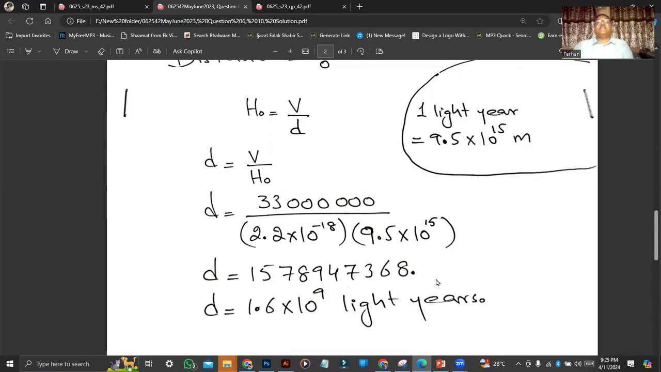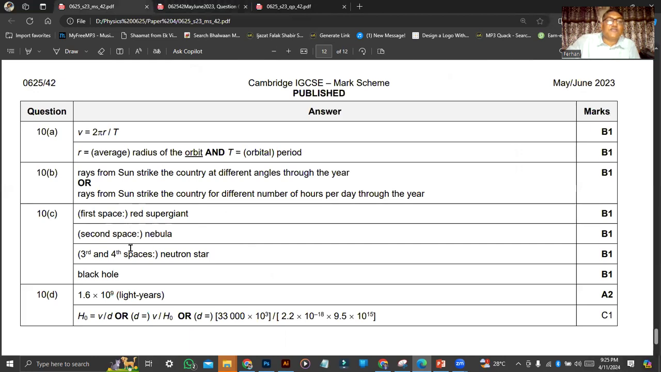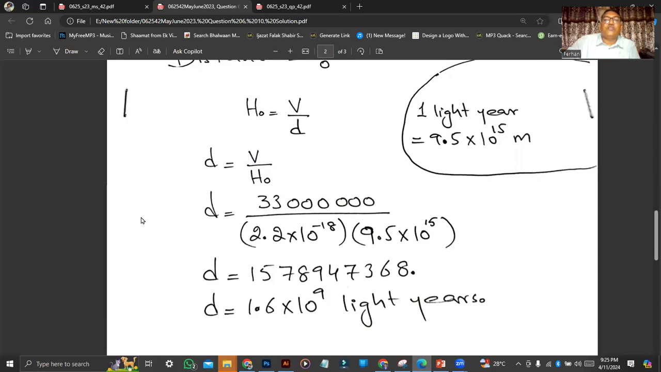And so when you do this in your calculator, you will write 33,000,000 divided by 2.2 × 10^-18 divided by 9.5 × 10^15 equals, and you will get this answer. I will convert this into standard form. I will move this decimal here: 1, 2, 3, 4, 5, 6, 7, 8, 9. So it will become 1.6 × 10^9 light years. 1.6 × 10^9 light years is the right answer. This is how you will do this question.